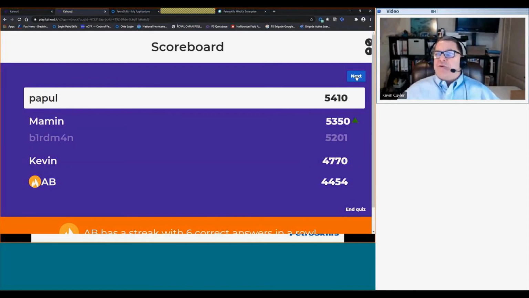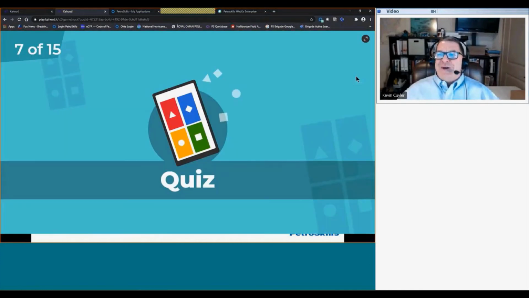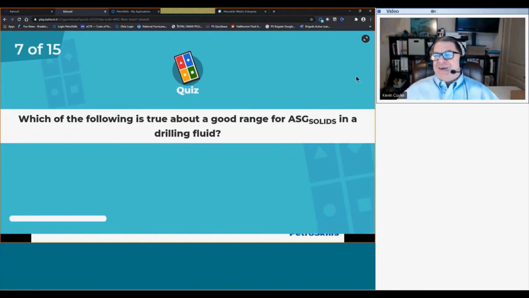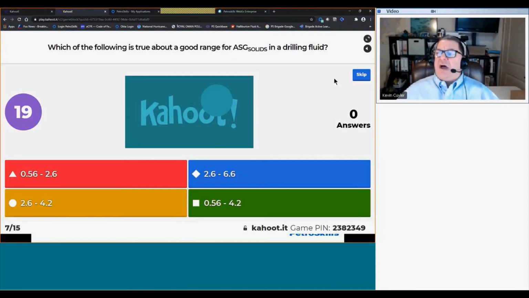All right, check on the scoreboard. PAPUL is moving ahead here by almost 100 points. Here we go. Question number 7. Which of the following is true about a good range for ASG of solids in a drilling fluid? What is a good range for ASG of solids in a drilling fluid? Of all of those options, what should we see?